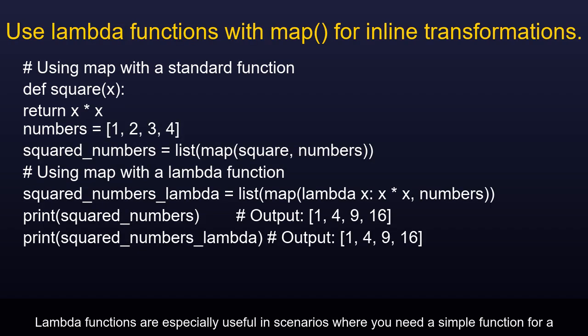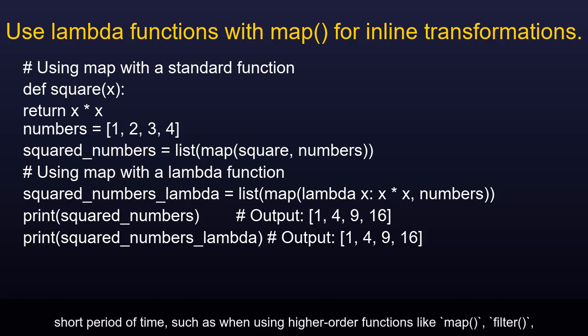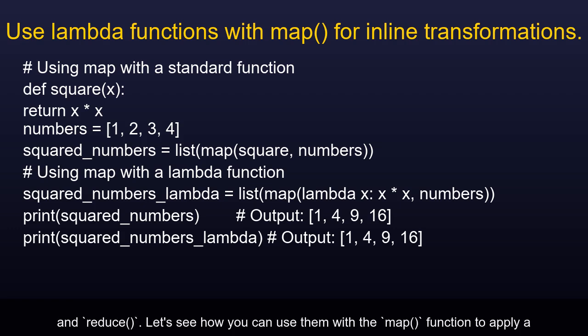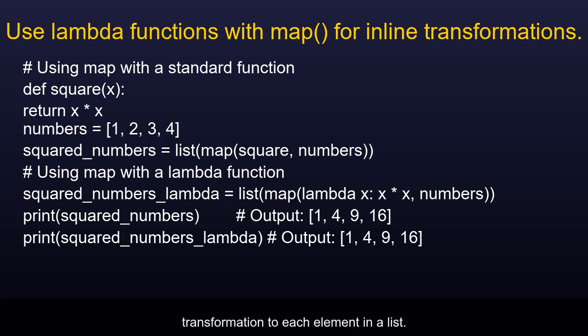Lambda functions are especially useful in scenarios where you need a simple function for a short period of time, such as when using higher-order functions like map, filter, and reduce. Let's see how you can use them with the map function to apply a transformation to each element in a list.